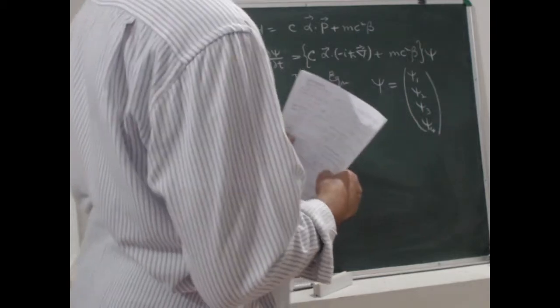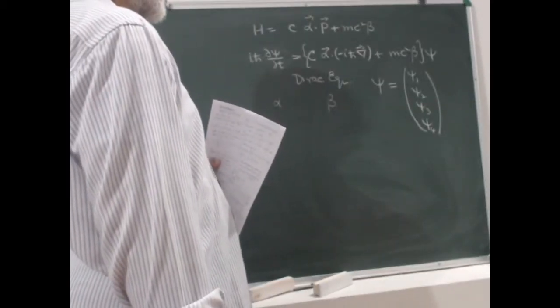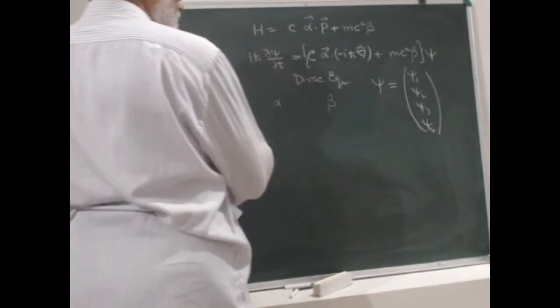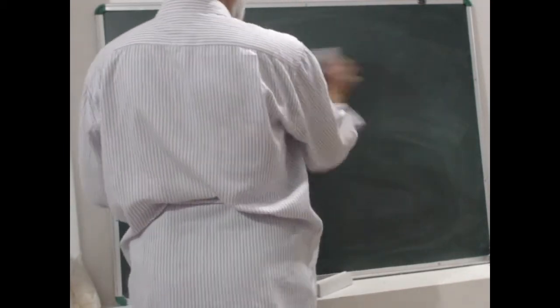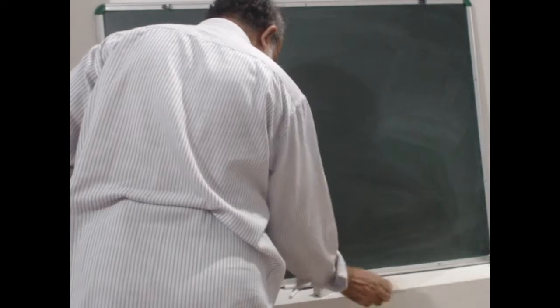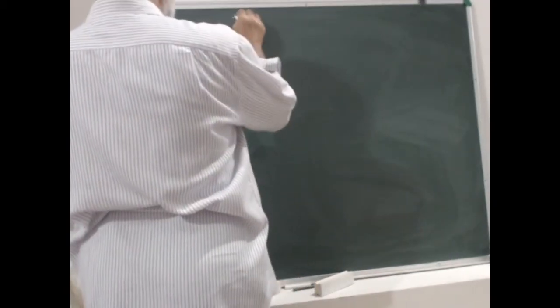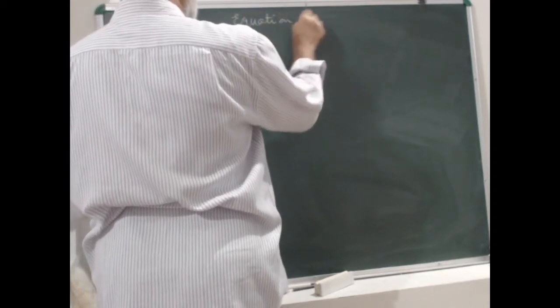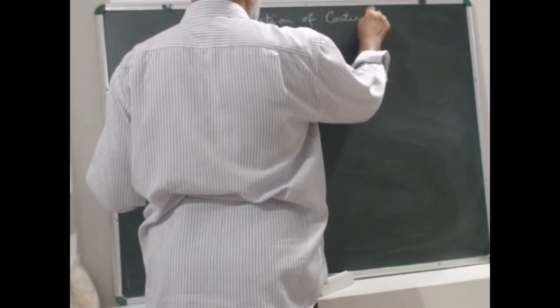Now we'll see whether this Dirac equation follows the equation of continuity or not. As we have seen, the Klein-Gordon equation could not explain the equation of continuity. So we'll see whether this equation satisfies it or not. So we have to find out the equation of continuity.